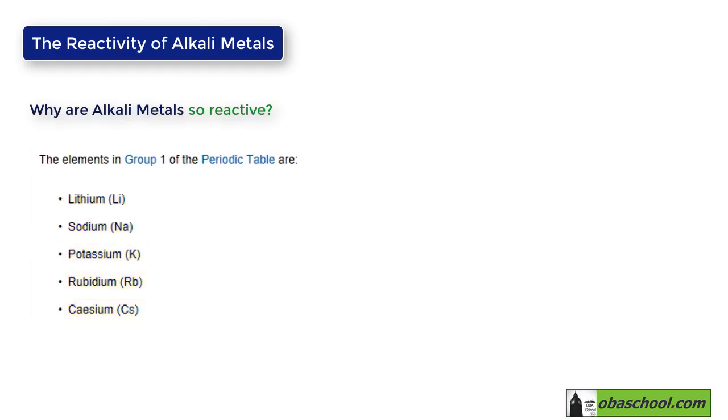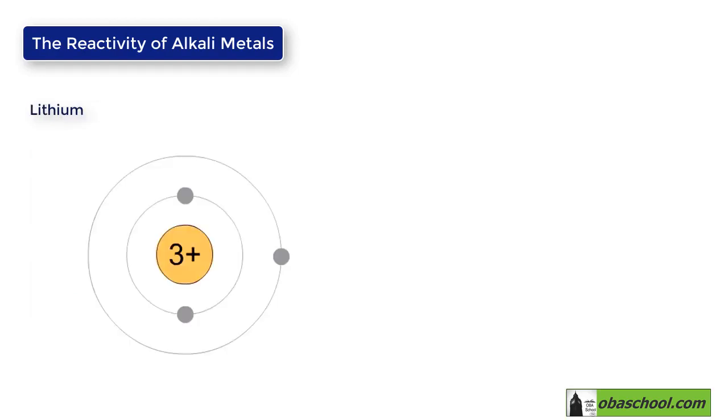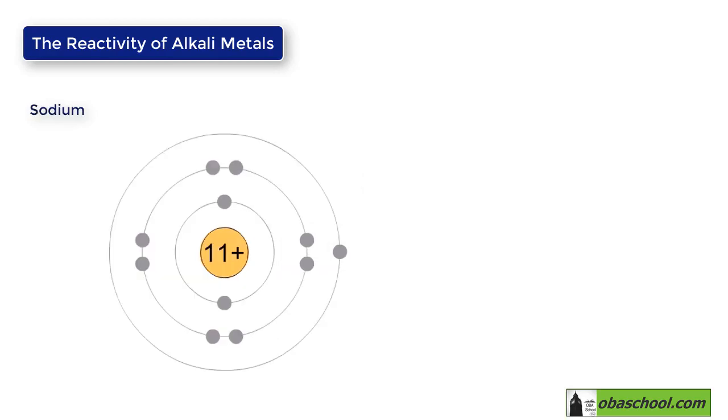So let's look at the electronic structures of the first 3 alkali metals. There's lithium. It has 3 protons and 3 electrons occupying 2 energy levels. It has 1 valence electron, which is 1 electron in the outermost shell. This is the electronic structure of sodium, Na. It has 11 protons and 11 electrons: 2 electrons in the first energy level, 8 electrons in the second energy level, and 1 valence electron in the third energy level, which is the outermost energy level.